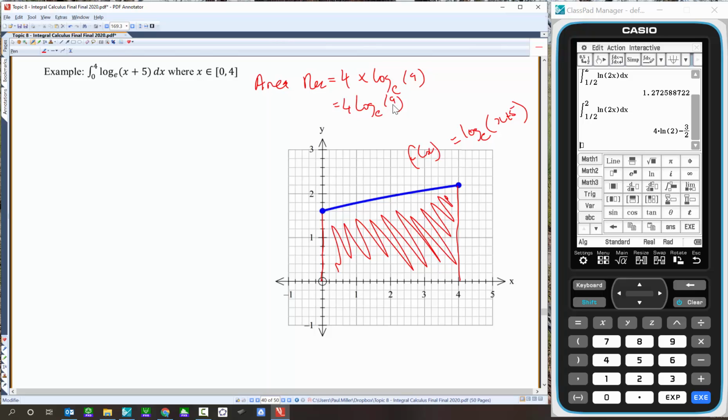See that 9 there? It's going to reduce it. So it's going to go 4 log e 3 squared, and then grab that 2 and stick it out the front, equals 8 log e 3. All right. Now what we're going to do is the same move as before.